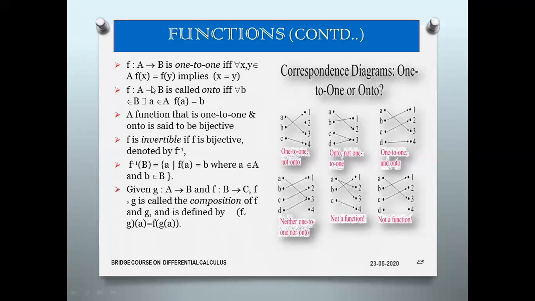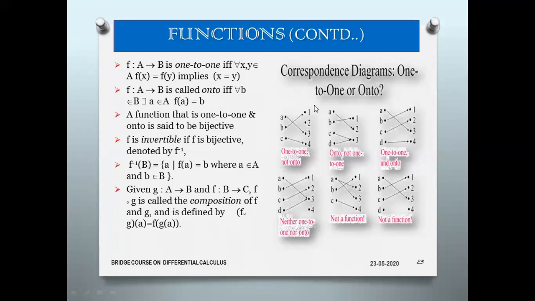So why do we call it a mapping? Because we call the second elements the image. That is why we call it a mapping. So f is from the first set to the second set. Now, the first set is called the domain and the second set is called the codomain.